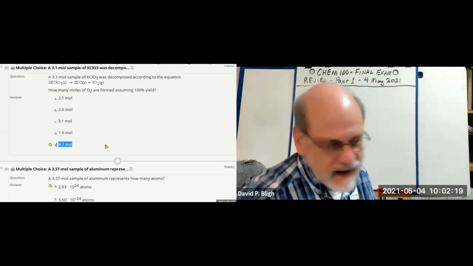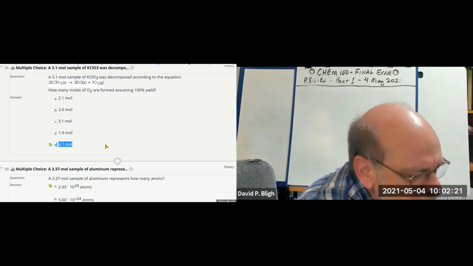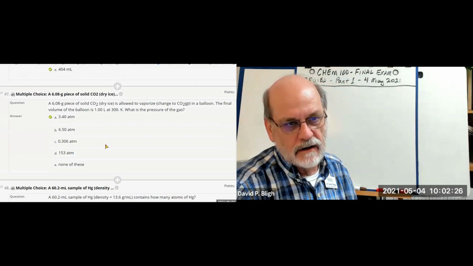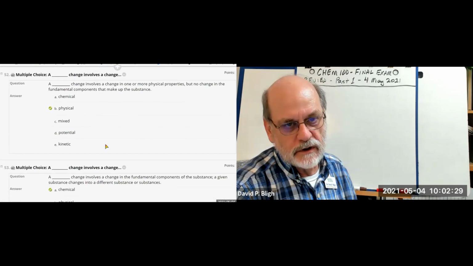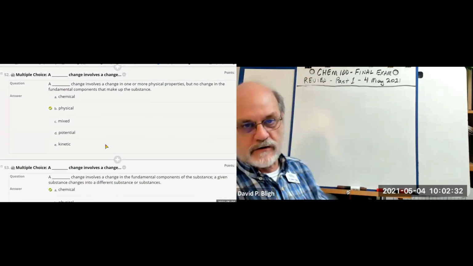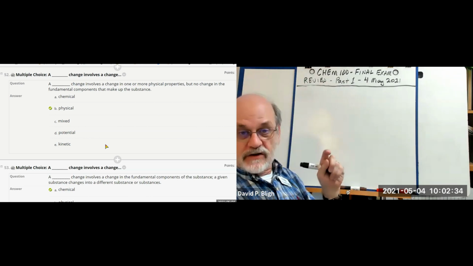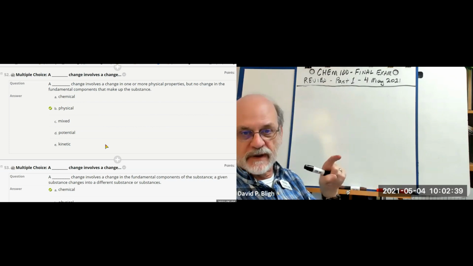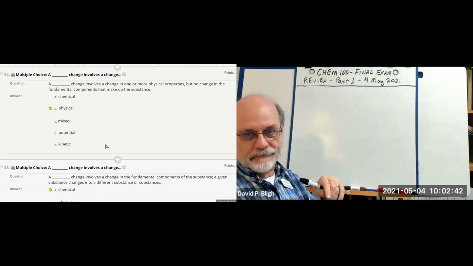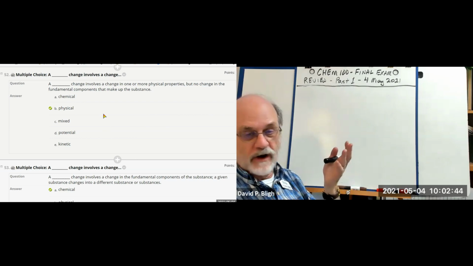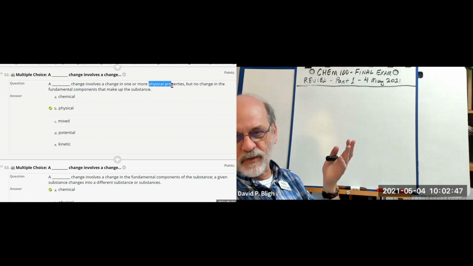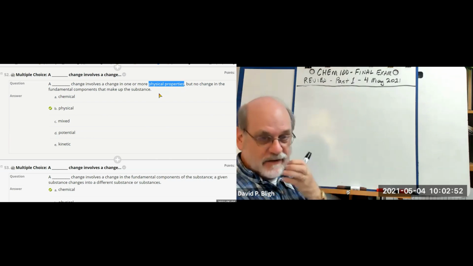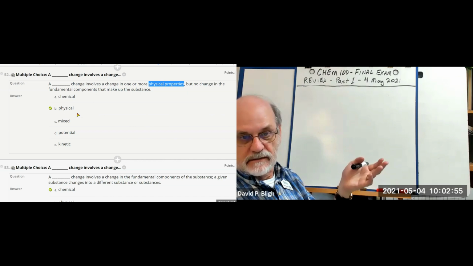All right, 38, and now we're going to 52. Going to be a big jump. 52. Here we go. All right, these are going to be quick answers. A blank change involves a change in one or more physical properties, but no change in the fundamental components that make up the substance. All right, so what kind of change is that? Well, the giveaway is here. Physical properties. Without changing the identity of the substance, that's a physical change. That's the only possibility.